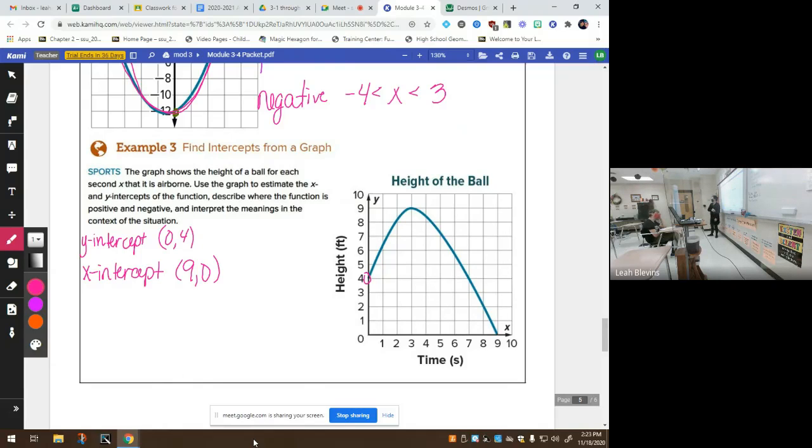I mean, unless you're like Thor hitting the volleyball, coming down on it, that ball is not going to go down into the gym floor, is it? When it hits the floor, it's going to bounce back up. It doesn't make sense to say that the ball is negative feet into the floor. So therefore, our function is never going to be negative. Does that make sense? So when it asks you to describe where the function is positive and negative, it's always positive, because it doesn't make sense to look at the height of the ball being negative feet.